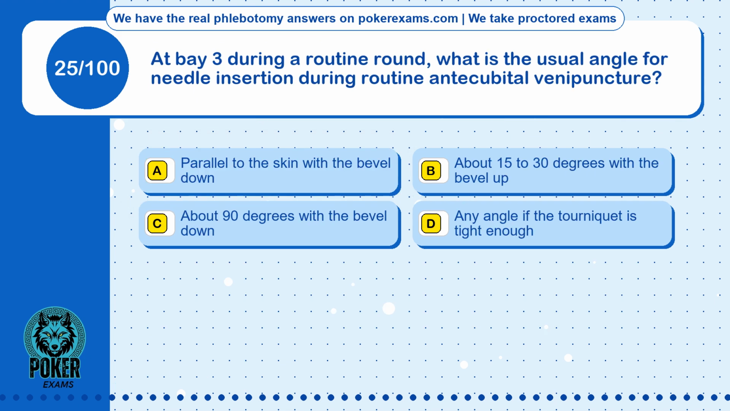Question 25. At Bay 3 during a routine round, what is the usual angle for needle insertion during routine antecubital venipuncture? Option A, parallel to the skin with the bevel down. Option B, about 15 to 30 degrees with the bevel up. Option C, about 90 degrees with the bevel down. Option D, any angle if the tourniquet is tight enough.